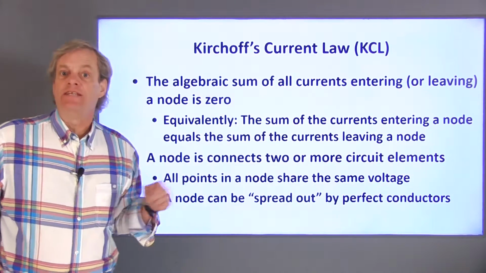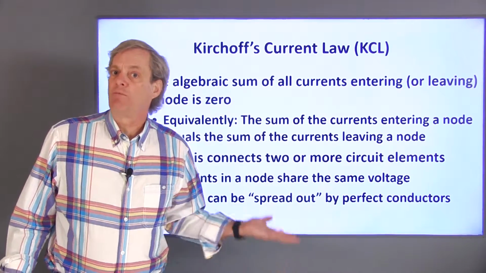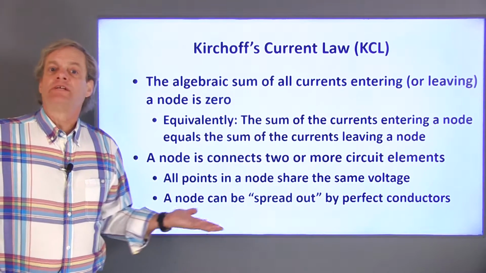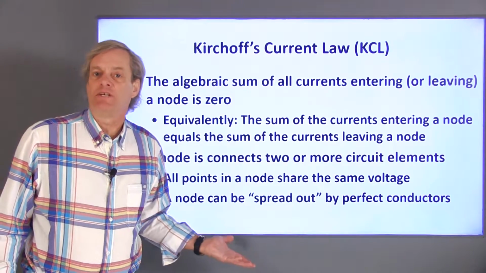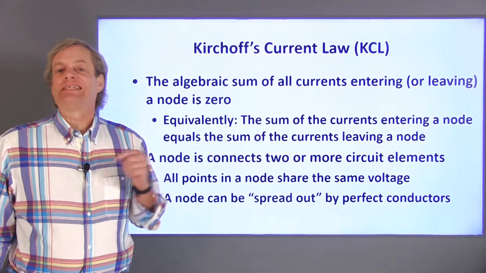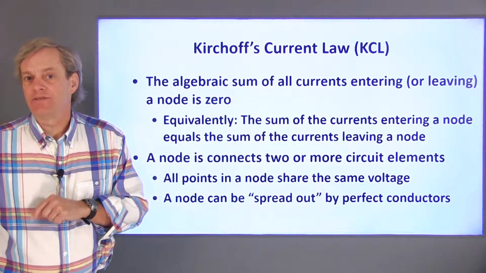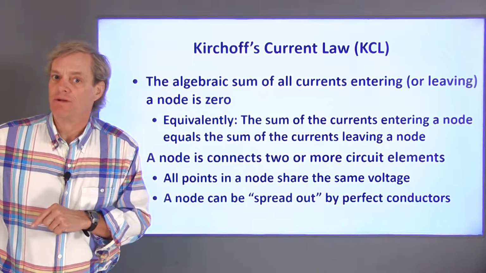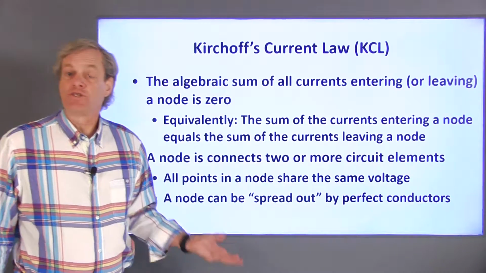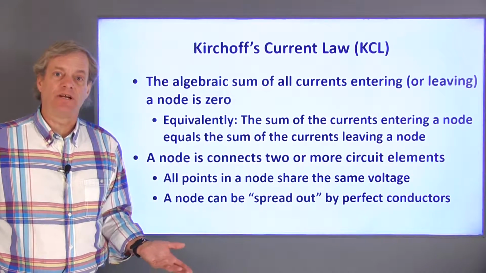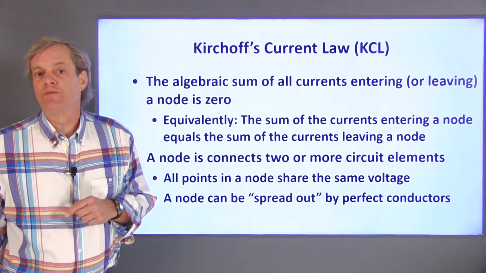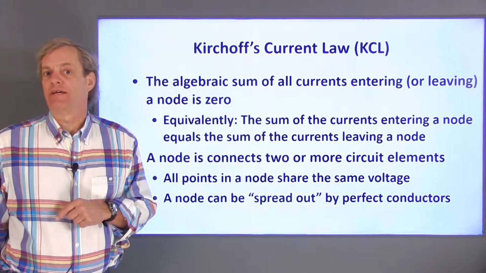Perfect conductors, by definition, don't cause a voltage drop when current flows through them, which means that a node will generally contain perfect conductors. However, a simple node will not contain any circuit element that causes a voltage change. Later on, I'll talk about what are called supernodes, which can contain circuit elements. But for now, we'll assume that only perfect conductors belong inside a node.